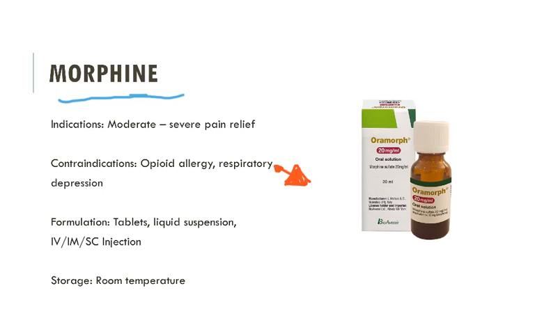Okay, so we can get morphine in lots of different formulations. It can come in tablets, it can come in a liquid suspension, which is what you see here, an oral solution called Oromorph. It can also be administered intravenously, IV, intramuscularly, IM, or subcutaneously, SC, by injection. And this would be stored at room temperature as well.